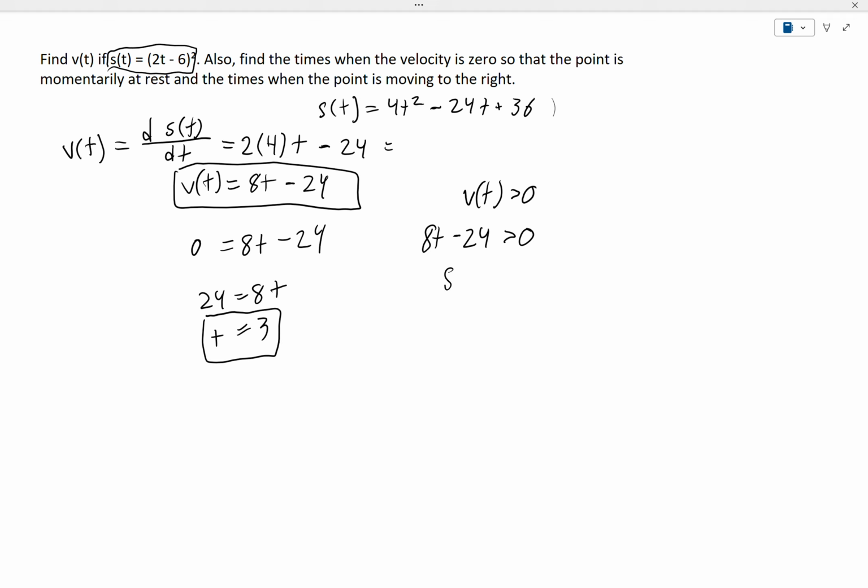And I'm going to add 24 to each side. So I got 8t is greater than 24, and then I'm going to divide by 8. So I get t is greater than 3. So if the time is past 3, whatever the units of time are, then this thing is going to be moving to the right.